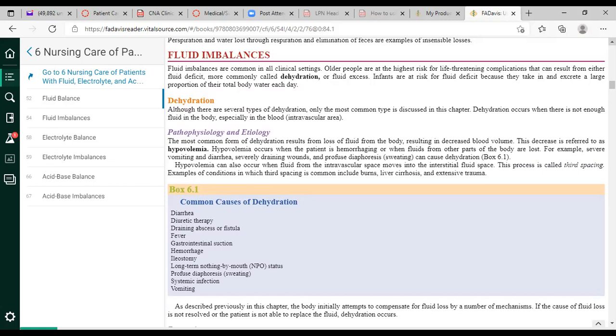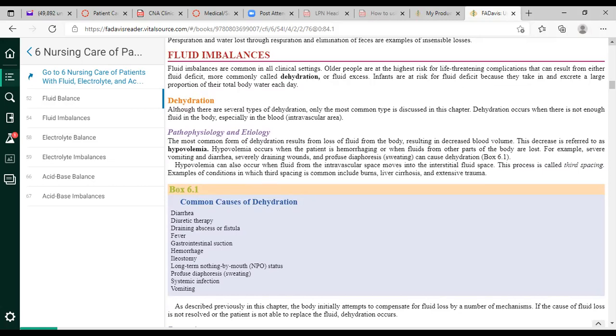Because diabetics typically have 3 symptoms, the 3 Ps: polydipsia, polyphagia, and polyuria. The polyuria is where diabetics constantly urinate. The polydipsia is that thirst, that they're constantly thirsty, so they're constantly drinking fluids because they're constantly urinating, to kind of keep that fluid balance.